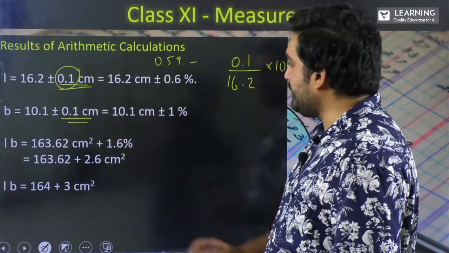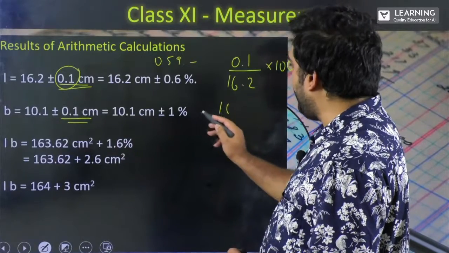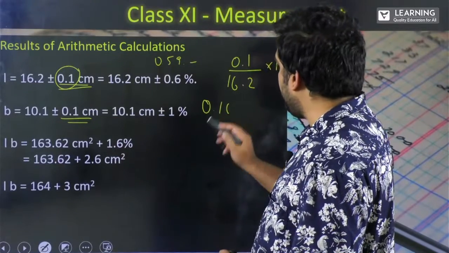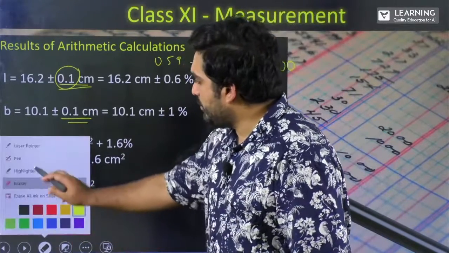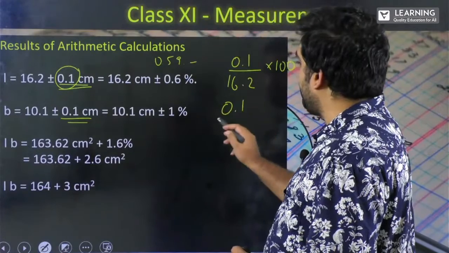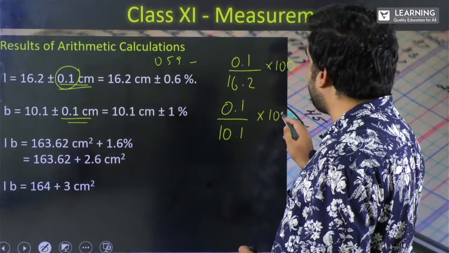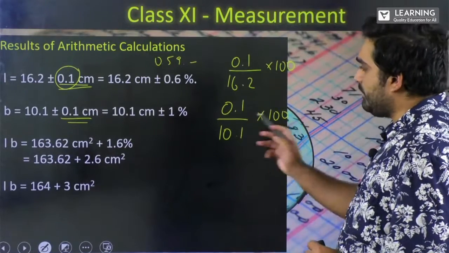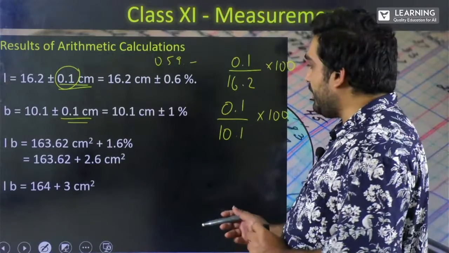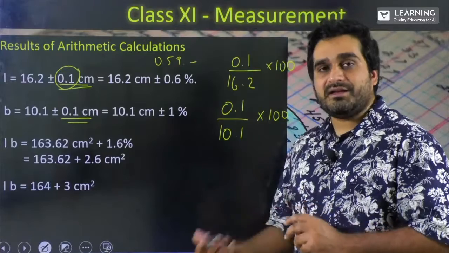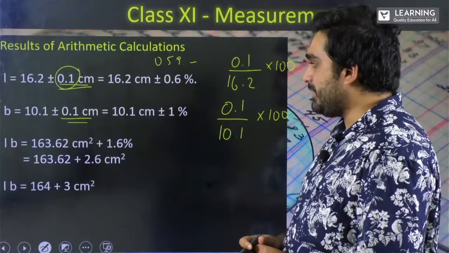Similarly, you have the other case, the same case of 10.1 and 0.1. All right, 0.1 divided by 10.1 times 100. Okay, and then you'd get approximately 1%. It's 0.9999, which is rounded off to 1%.